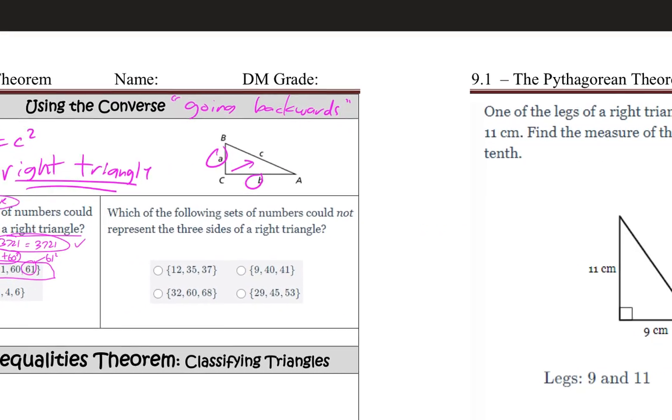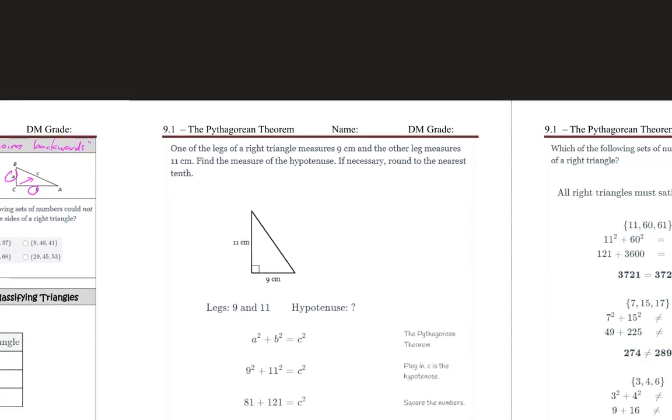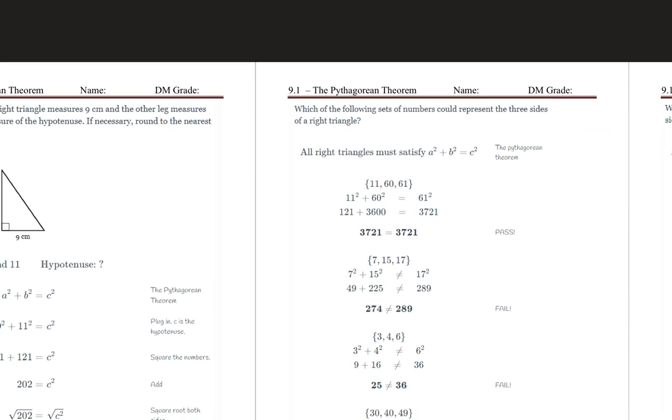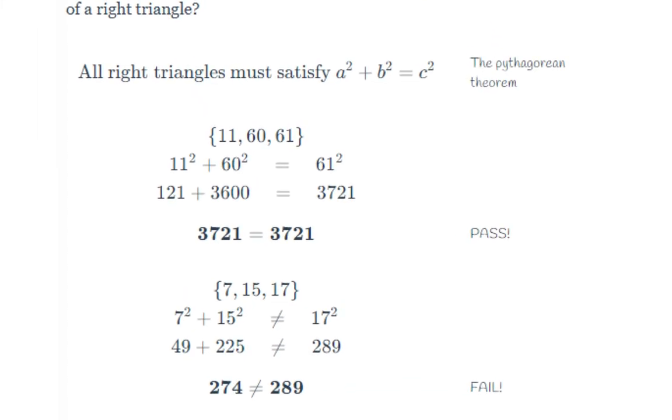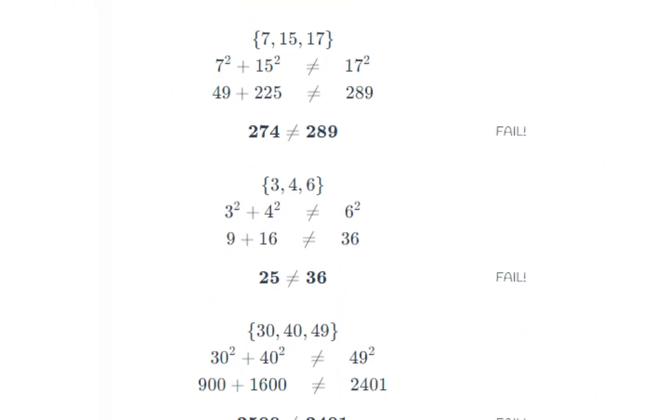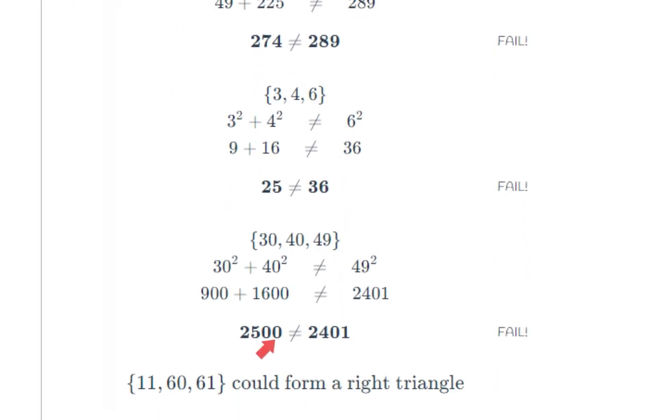The solution right over here shows it. As we talked about, 61 squared gives us 3721, and 11 squared plus 60 squared would also give us 3721. The other ones would not give us those values, so we want to look at those to get a clearer understanding. All those fail; there's only one that passes. Okay, so let's go ahead and take a look at our next problem.